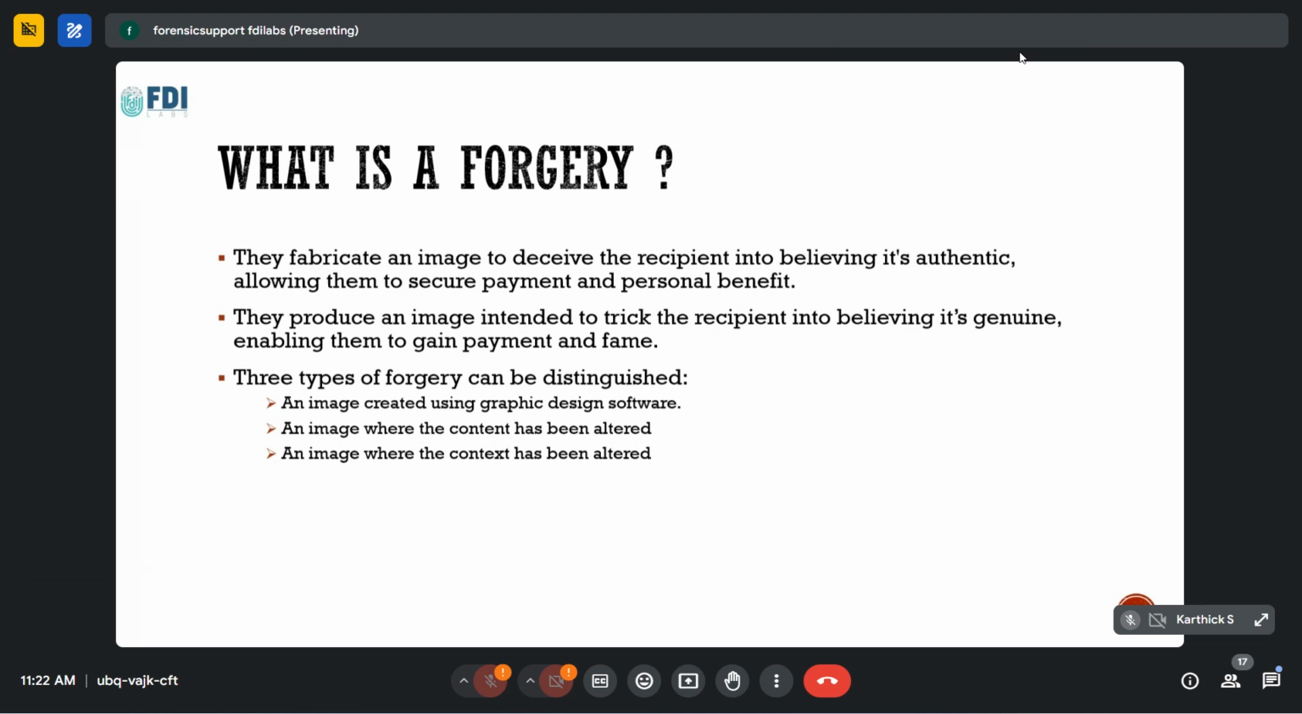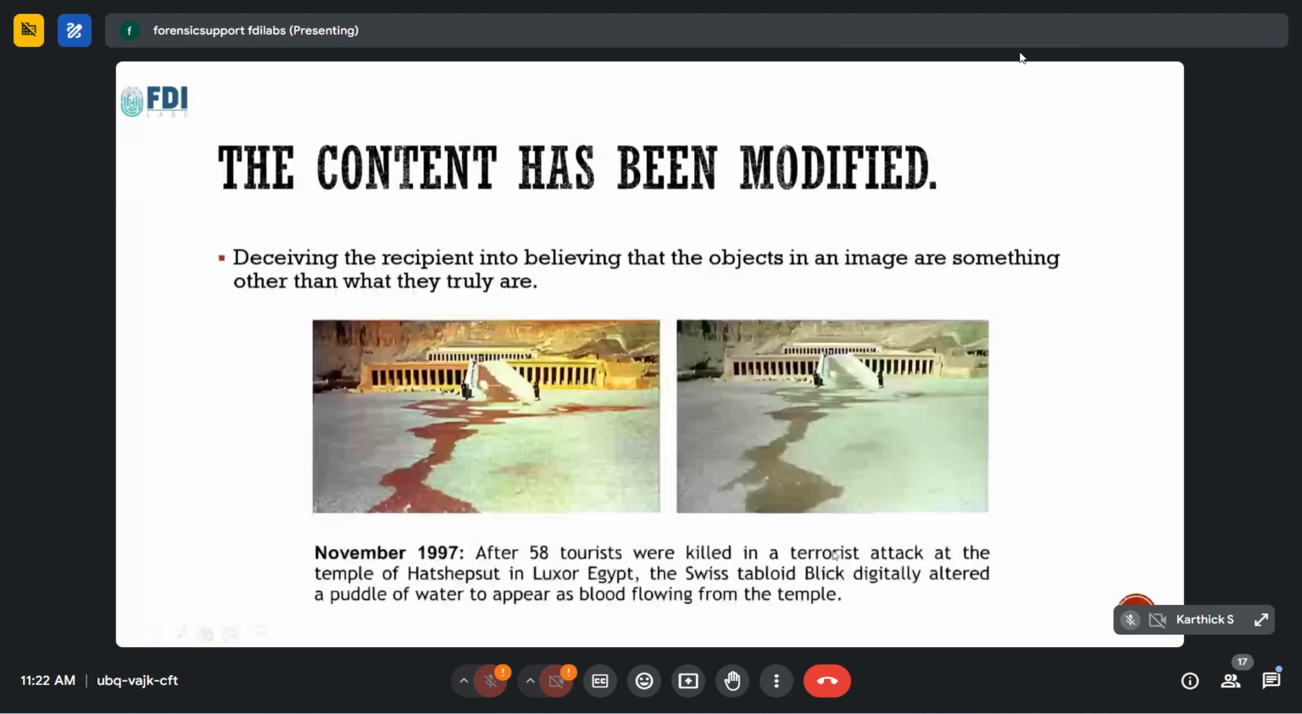Tourists were killed in a terrorist attack in the temple of Hatshepsut in Luxor, Egypt. The Swiss tabloid Blick digitally altered a puddle of water to appear as blood flowing from the temple. We can see that the blood has been manipulated, edited, or tampered into a puddle of water, a flow of water from the temple. So this is a classic example of how forgery takes place in an image.